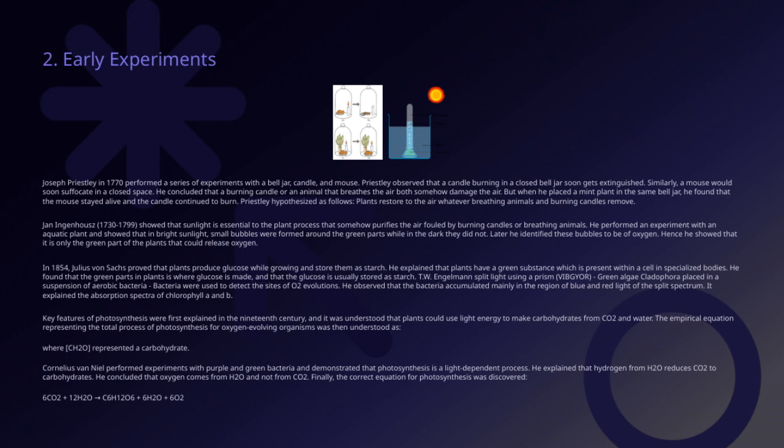Finally, Joseph Priestley's experiments with a bell jar, a candle, and a mouse revealed that burning candles or animals deplete the air. But when he introduced a mint plant, it kept the air fresh enough for the candle to burn and the mouse to survive. This led him to propose that plants restore the air by releasing something, what we now know as oxygen, that is consumed by animals and combustion.